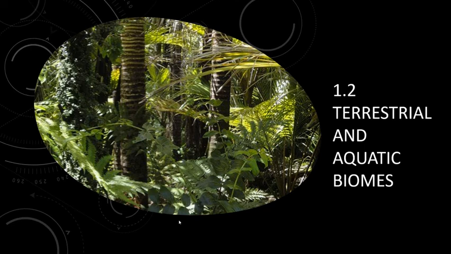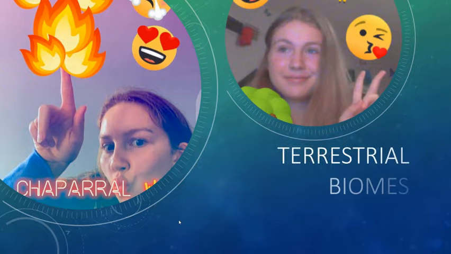This is Unit 1.2, Terrestrial and Aquatic Biomes. This also covers Unit 1.3, which is the aquatic biomes. So we're going to look at terrestrial biomes first.